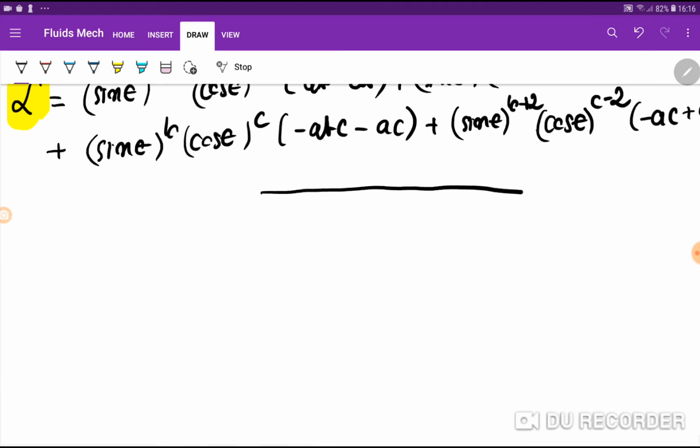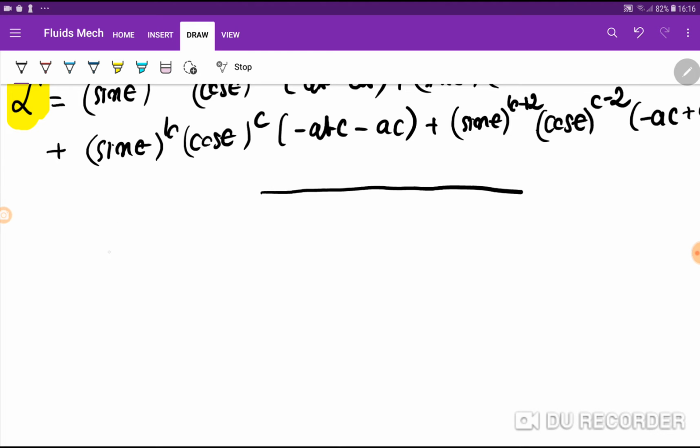So in the last video, we found what the term is in terms of sine. We found alpha in terms of sine, cosine, and all of that. And now we just plug it in.